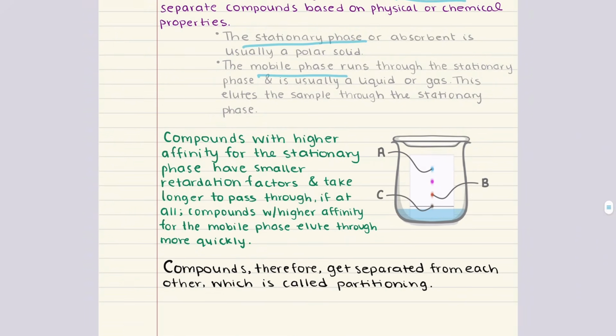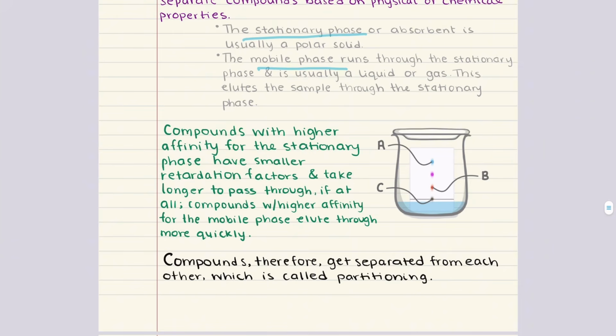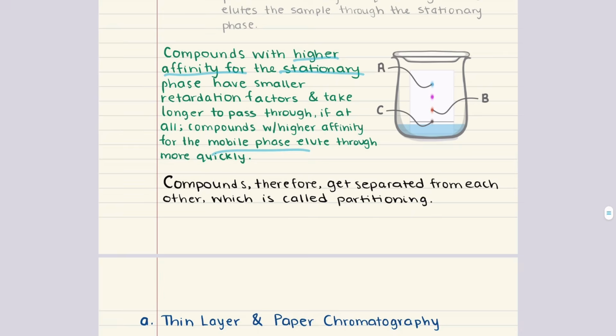As the mobile phase flows through the stationary phase, compounds are going to interact with both phases to varying degrees. And the result is that some compounds move faster and others move more slowly. If a compound has a greater affinity for the stationary phase, it's going to stick to it more and it's going to take longer to travel. But on the other hand, compounds that have more affinity for the mobile phase are going to move more quickly and they're going to elute earlier. And this differential movement is what causes the mixture to separate, and we call this process partitioning.